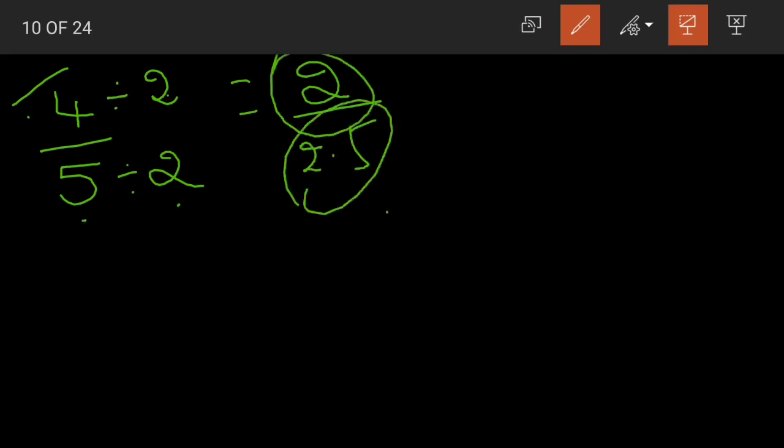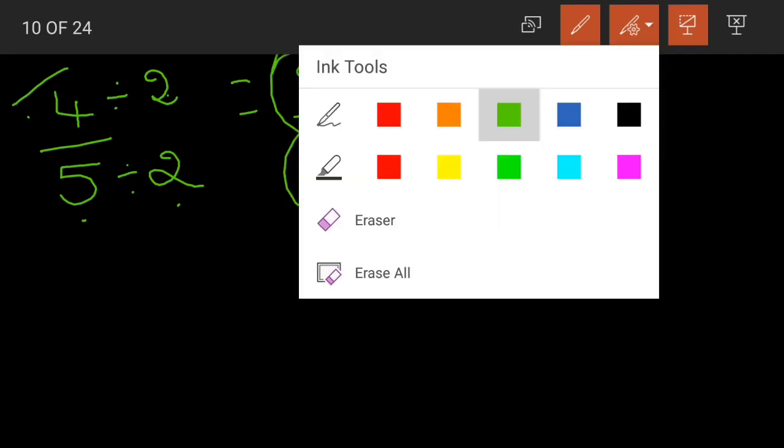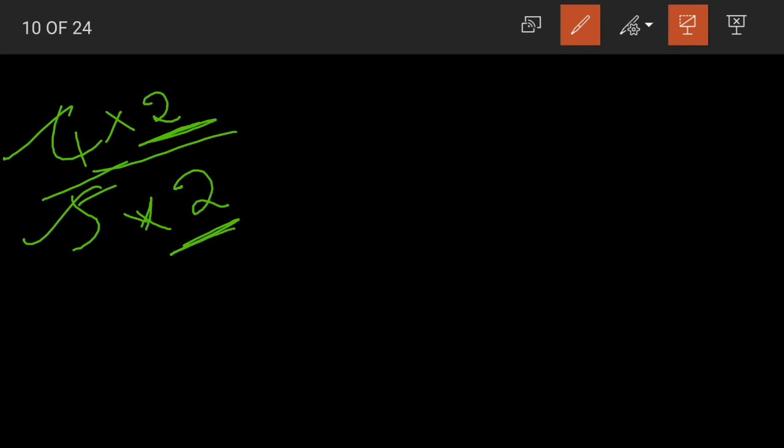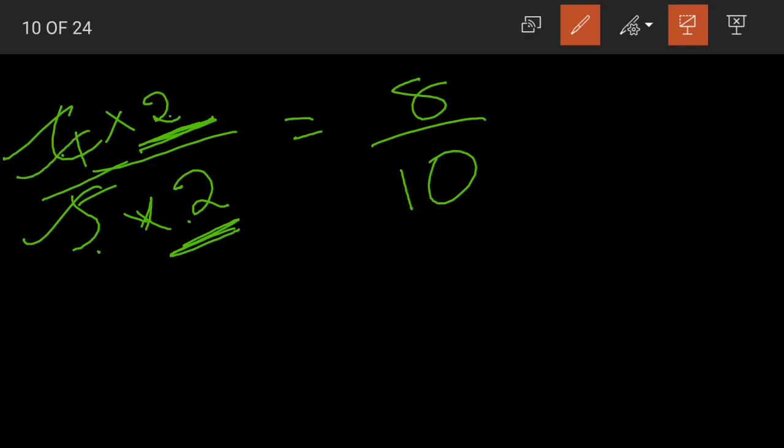But I do not want decimals here. I want proper whole numbers. So what I do in this case is I go for multiplying 4 into 2 by 5 into 2. Remember what I said? Multiply both numerator and denominator with the same non-zero number. Now 4 into 2 becomes 8, 5 into 2 becomes 10. Now the equivalent fraction of 4 by 5 is 8 by 10.